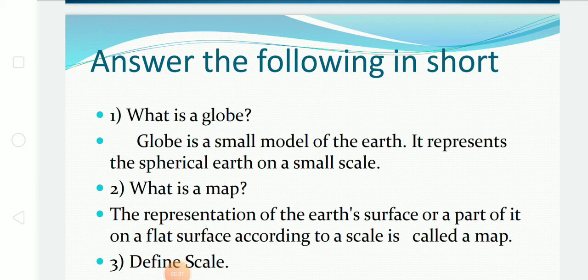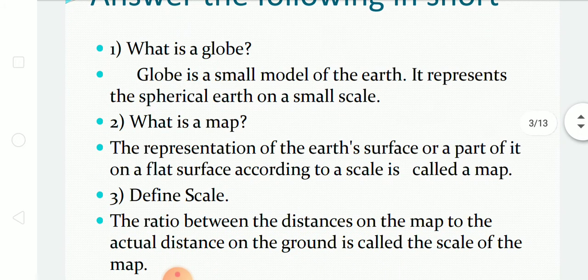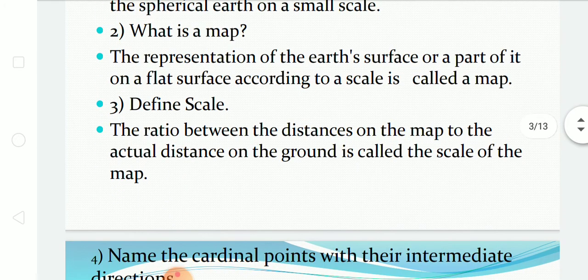What is a globe? Globe is a small model of the earth. It represents the spherical earth on a small scale. Second one, what is a map? The representation of the earth's surface or a part of it on a flat surface according to a scale is called a map. Define scale. The ratio between the distance on the map to the actual distance on the ground is called the scale of the map.